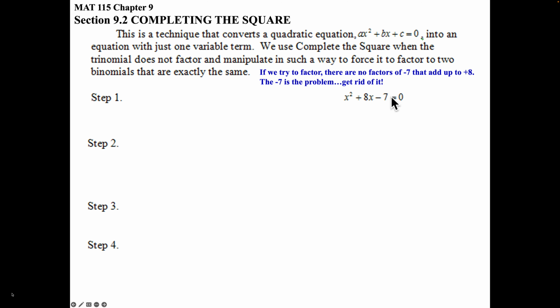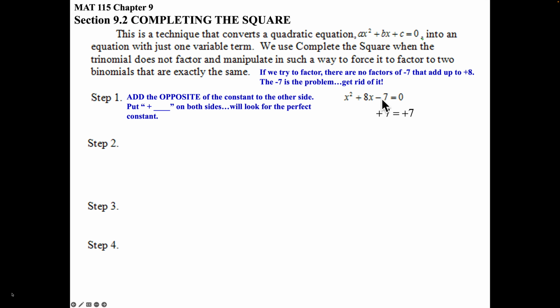The other way you ask yourself this is you start from the left. What are two numbers that multiply to be 7 and subtract to be 8? 7 and 1. Okay, 7 and 1 subtract to be 6 or -6. It doesn't work. So since the -7 is the problem, we get rid of it. We just add it over to the other side. It's a problem. We don't want to deal with it.